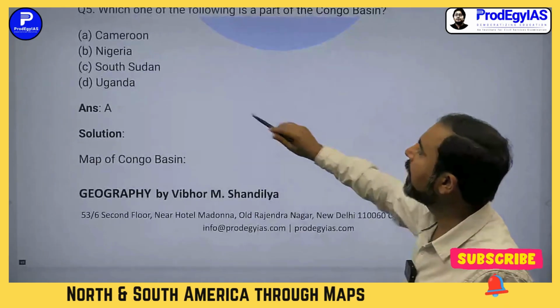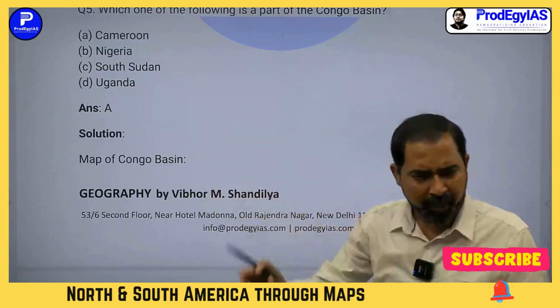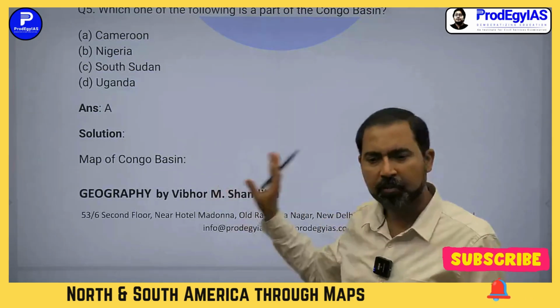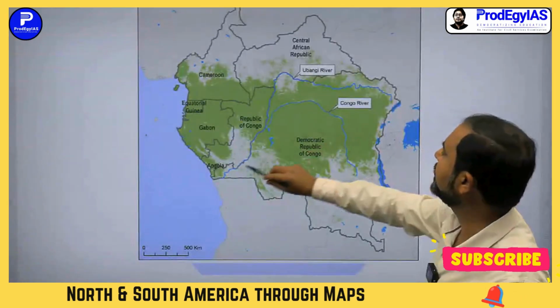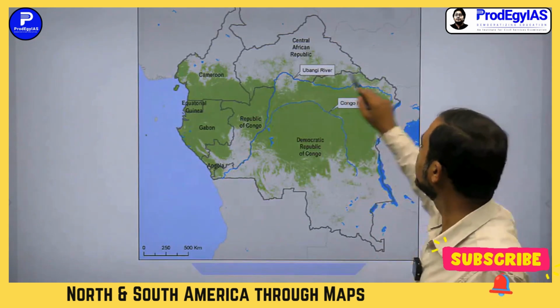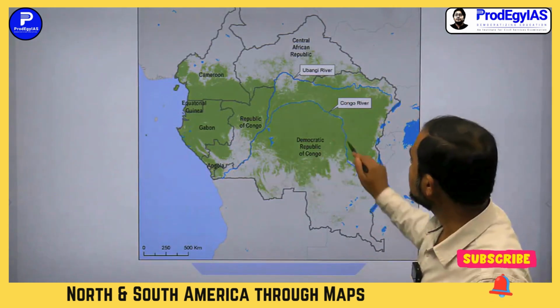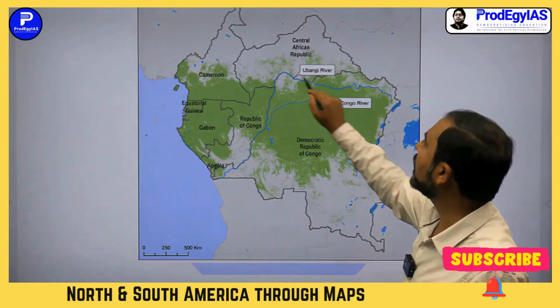So this will be Cameroon. When you see the political map and physical map, this will be clear to you, right? So like this is the map, this is your Democratic Republic of Congo. This is the boundary. This is the Congo River, right? This is the Ubangi River.